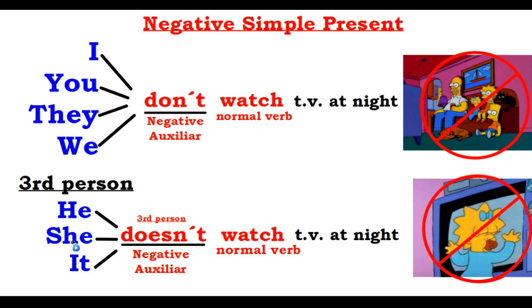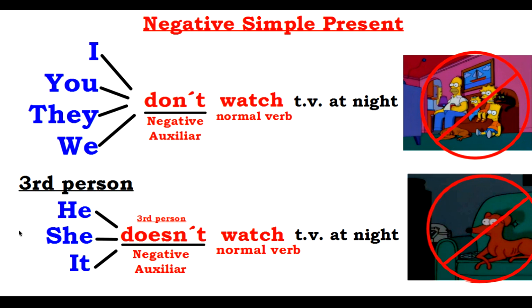Or she doesn't watch TV at night. Or it doesn't watch TV at night. Again, the negative simple present form. The subjects I, you, they, and we use don't and the normal verb. The third person, he, she, it, we use doesn't for the negative and also the normal verb. Very good.